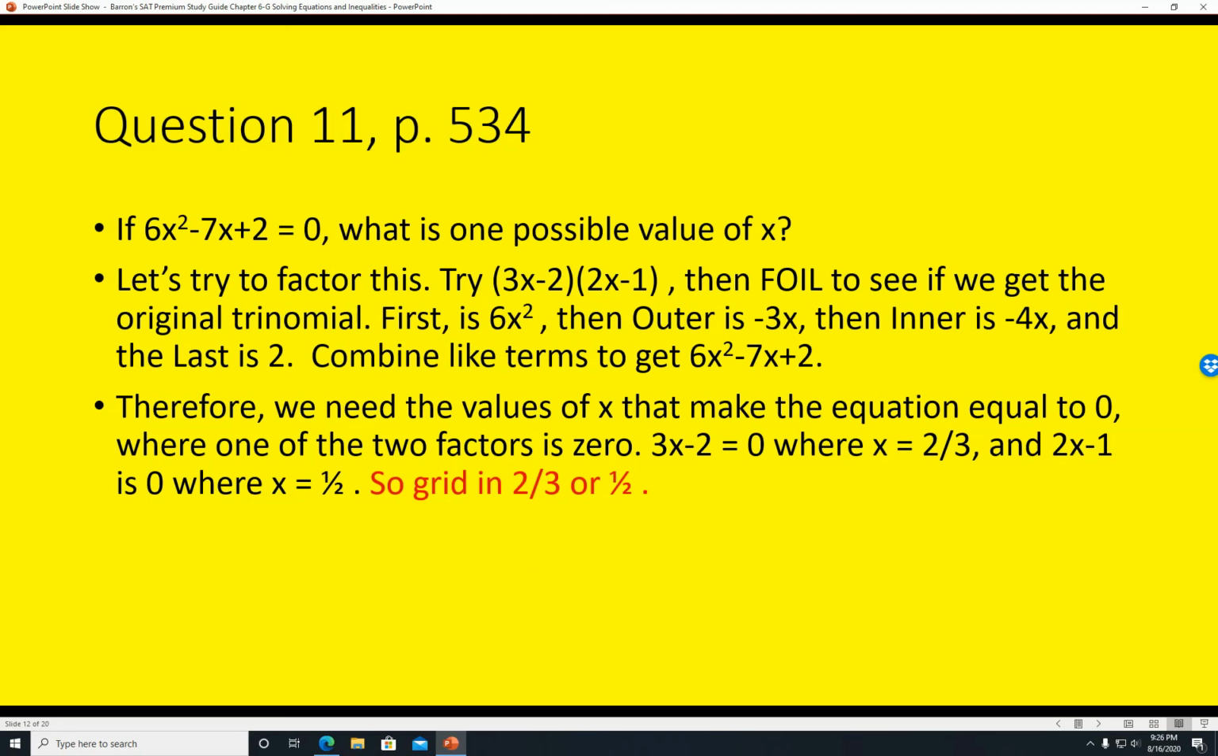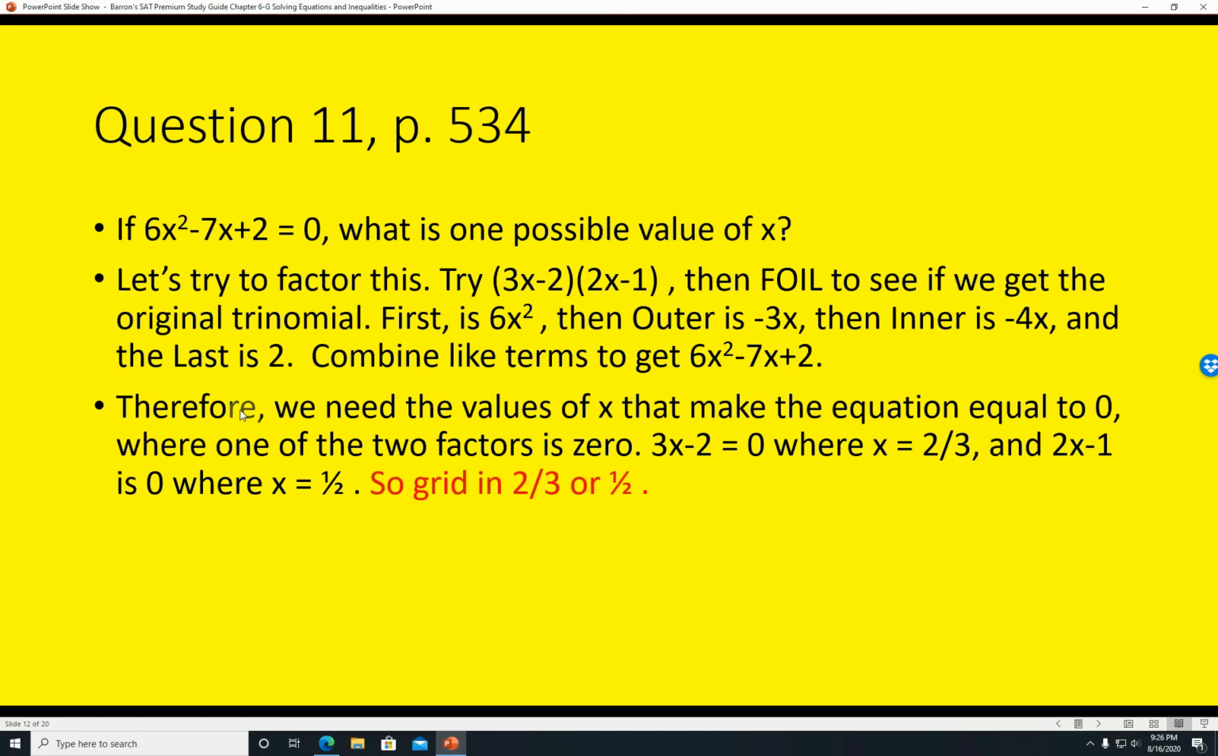Question 11, page 534. If 6x squared minus 7x plus 2 equals 0, what's one possible value of x? Let's try to factor this. Try 3x minus 2 times 2x minus 1, and then we're going to FOIL to see if we get the original trinomial. So 3x times 2x, that's 6x squared, and then the outer is minus 3x, the inner is minus 4x, because negative 2 times 2x, and the last is 2. So we get 6x squared minus 7x plus 2.